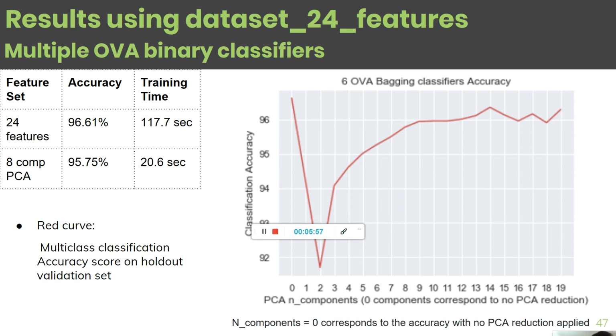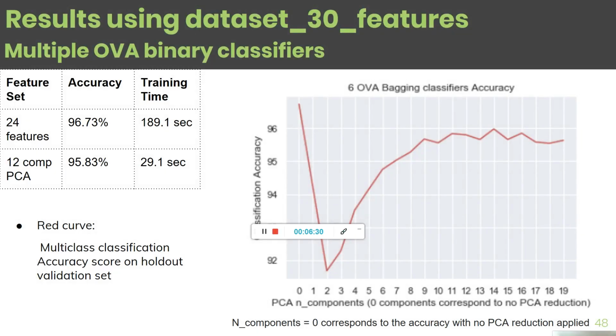And you can see the same pattern in terms of reduction in the training time when using a reduced PCA component representation of the original features. However, you can see that the accuracy levels are much higher than the ones obtained when training the single multi-class classifier, but the caveat here is that the training times are significantly higher than those of the single multi-class classifier.